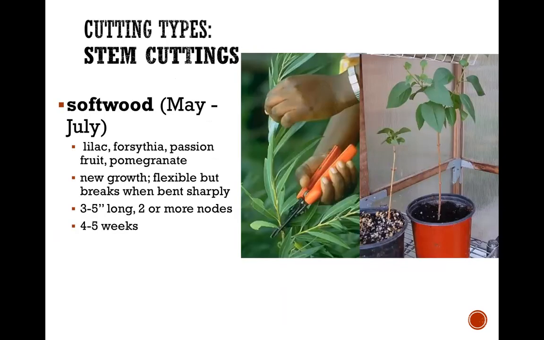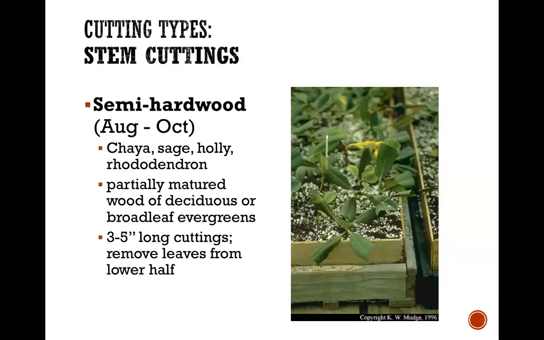You can also do softwood stem cuttings, and this would be in early summer, late spring, on plants that may be tropical, like passion fruit or pomegranate, but you could also do it on some of our spring flowering shrubs that have just flowered, like the lilac or forsythia. And you would take a relatively large segment, 3 or 5 inches, including 2 nodes, which is where the leaves join with the stem. And you should see roots within 4 or 5 weeks.